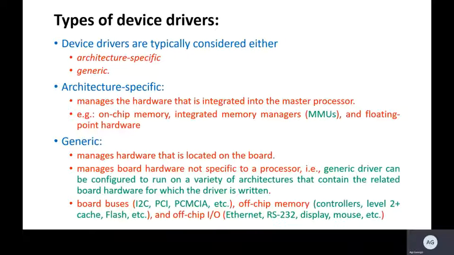Now, talking about the generic type of device drivers, these are device drivers created for managing the hardware that is located on the board, integrated with the processor on the board, external to the processor. So these are not specific to a processor. Examples are I2C, PCI, level 2 cache, flash, Ethernet, display driver, mouse; all these are generic type. When you went to download drivers, you would have seen the word generic drivers.